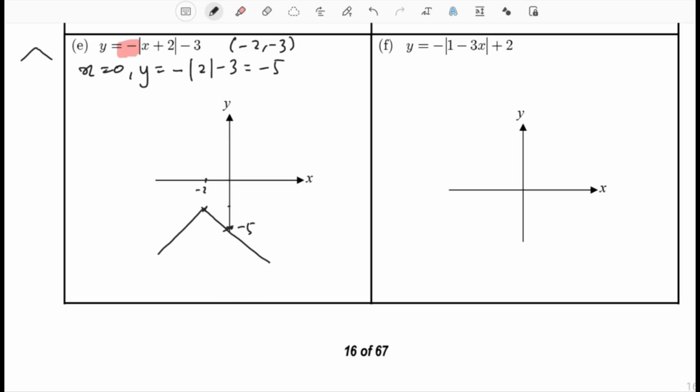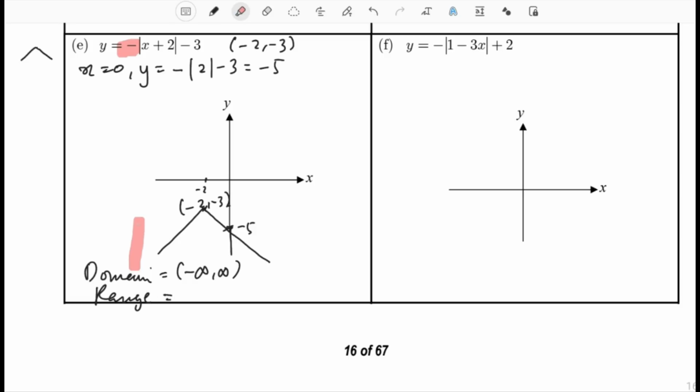So this is where it cuts the y-axis at y equal to -5. So this point is (-2, -3). So domain equal to real numbers, -infinity to infinity. So range equal to from -infinity up to here, which is the value -3. So hence the range will be from -infinity to -3.